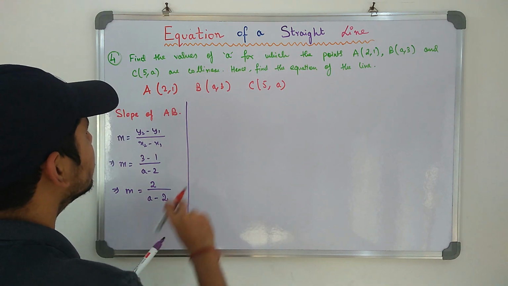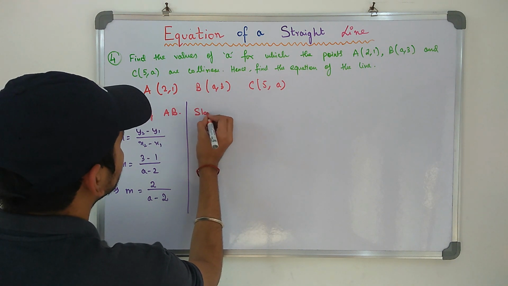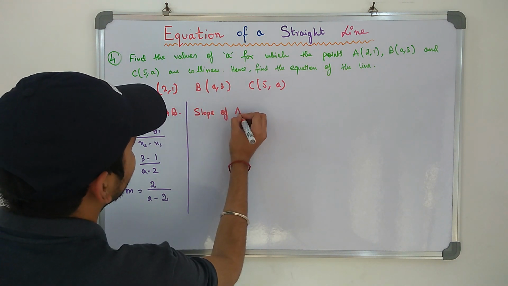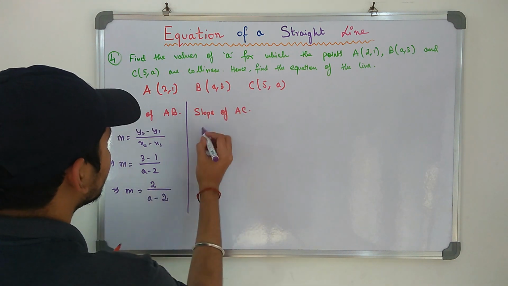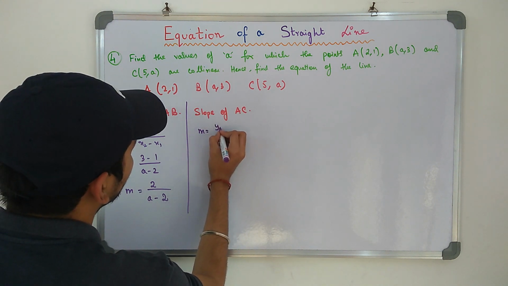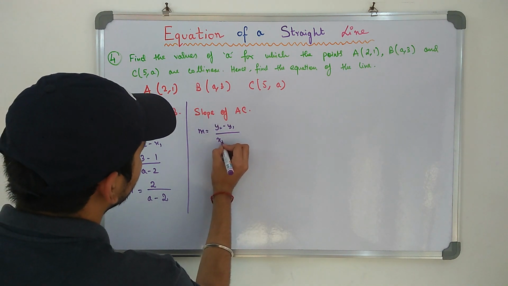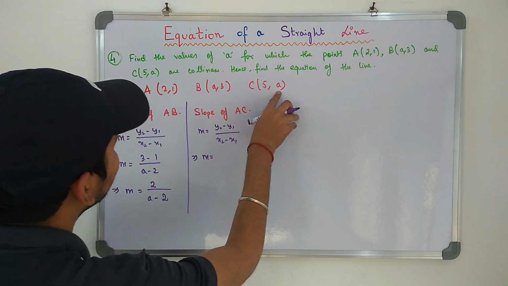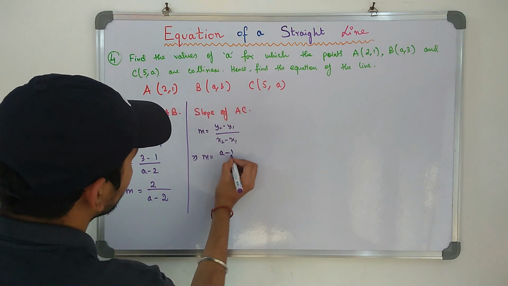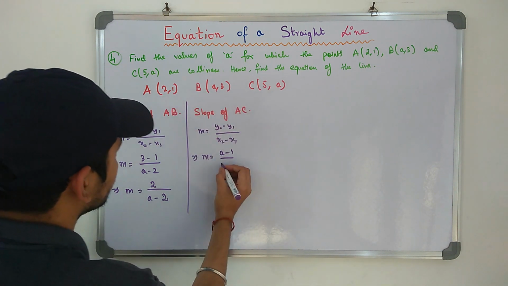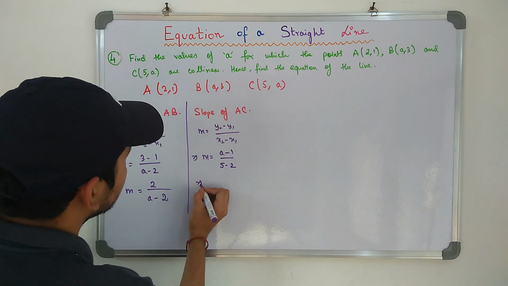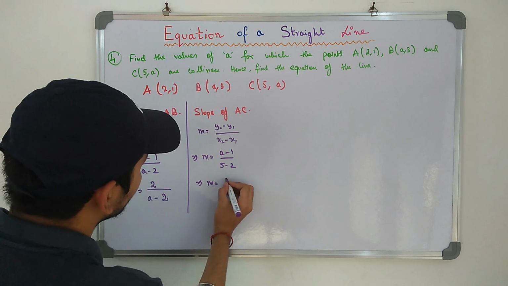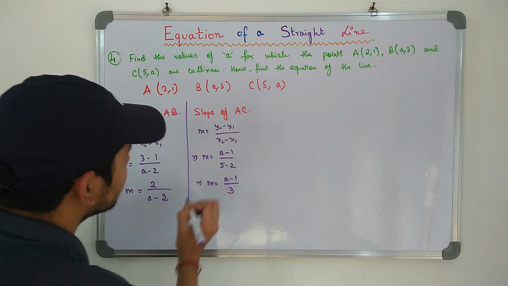Now we will find the slope of the line AC. Slope of AC, what do we get? M is equal to (y2 minus y1) divided by (x2 minus x1). Therefore M will equal (a minus 1) divided by (5 minus 2). So the slope of the line joining AC is equal to (a minus 1) divided by 3.